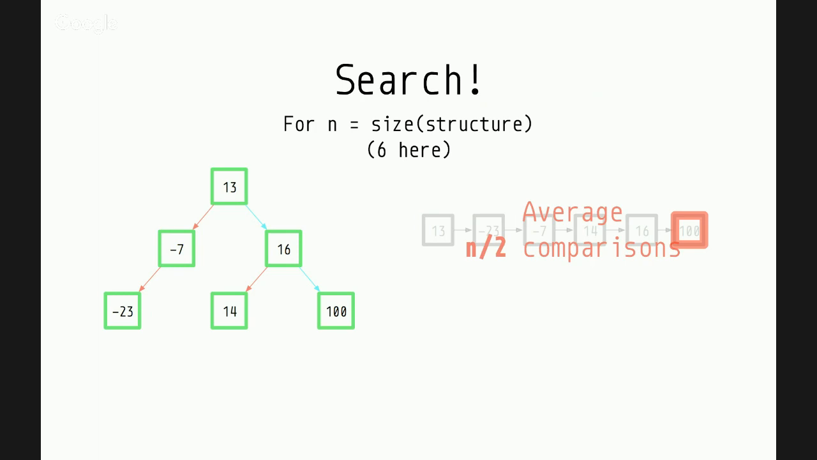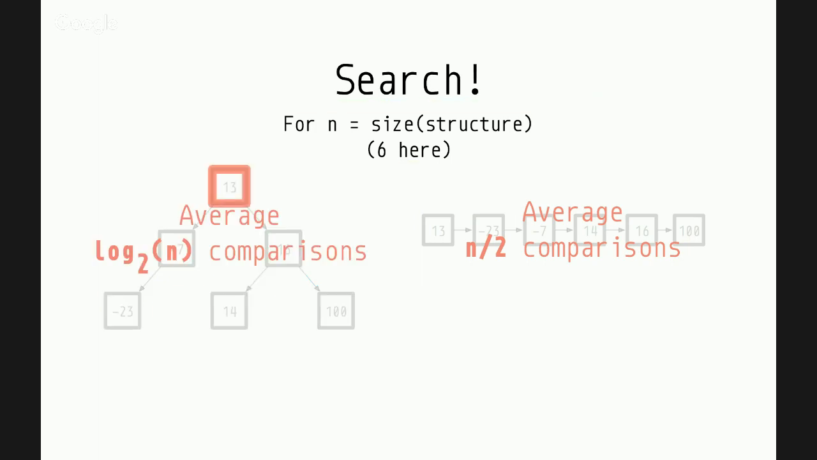So we have an average of 3 comparisons, if we search for something in here. But if we're searching for 13, we only have to do 1. If we're searching for 100, we have to do 6. And so somewhere at some point you get an average of 3 comparisons, plus some constant.